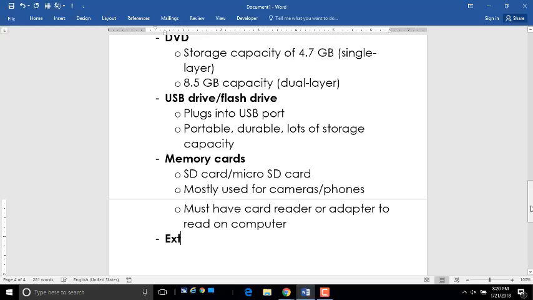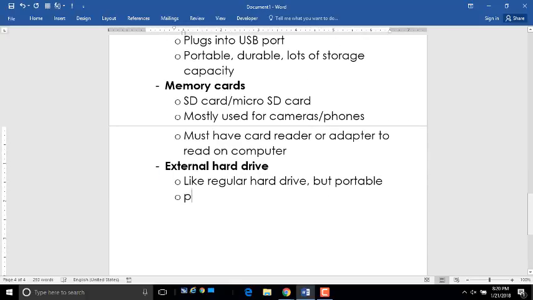Okay, and I'm going to add another one here, which is an external hard drive. And this works like a regular hard drive. But it's portable. It's going to plug into a USB port on a computer. External hard drives are great for backing up your files, so that if something were to go wrong with your computer, you have this other device that you could always restore the files. People that have computers where their hard drive's getting filled up, an external hard drive is great for storing the files to free up some space.